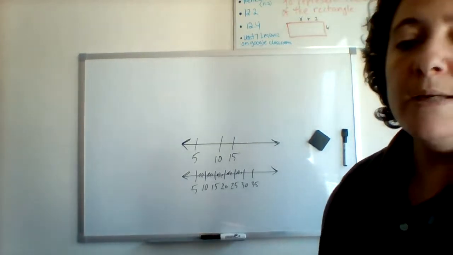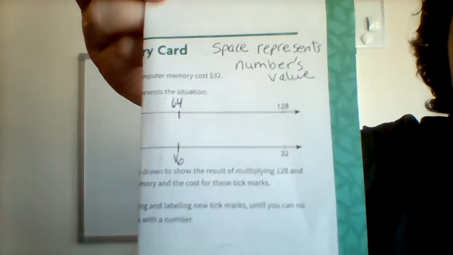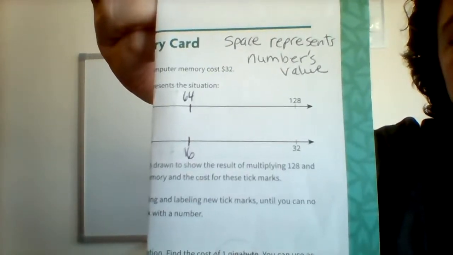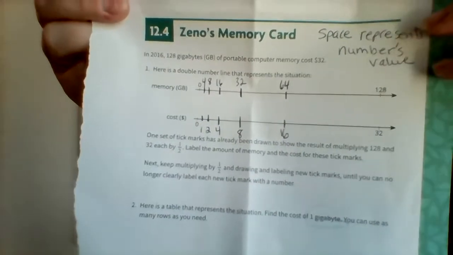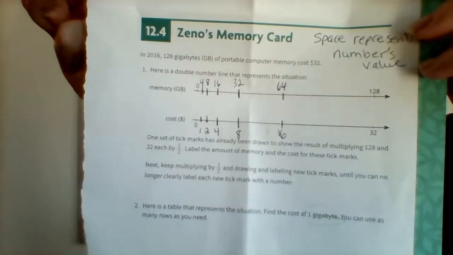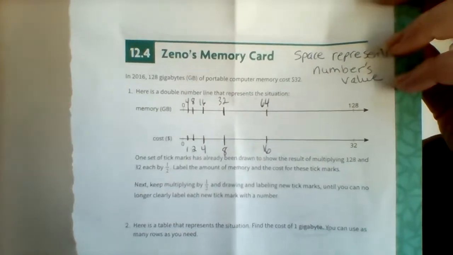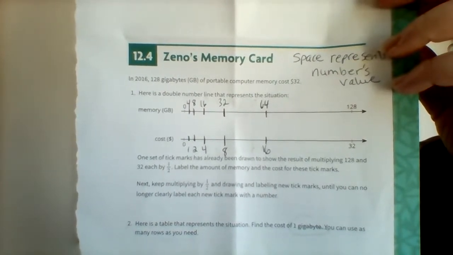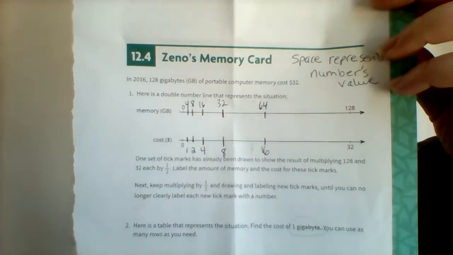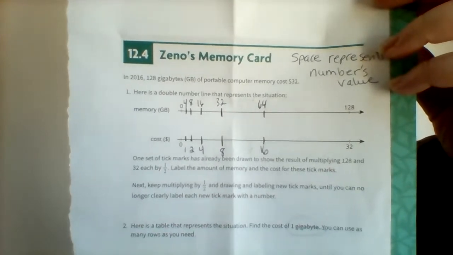So, why am I going through this, right? I'm going through this because you see how they're showing a half on the double number line? They want you to keep cutting it in half and half and half. So now I'm going to show you this. And do you see how every time I cut the number in half, the space also was cut in half? I want you to copy that down.